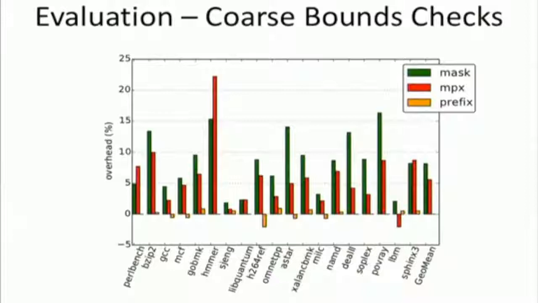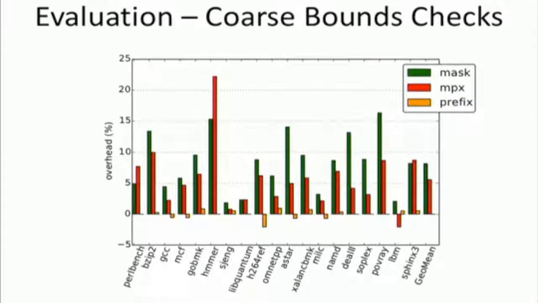Along the bottom of this axis are the individual benchmarks, and then the different colored bars are three different ways of enforcing the isolation of non-sensitive stuff from sensitive stuff. In my example in the beginning, I showed we used a mask to clear the upper bits so that the pointer can't point up into the sensitive region, but there's two other ways of enforcing that.